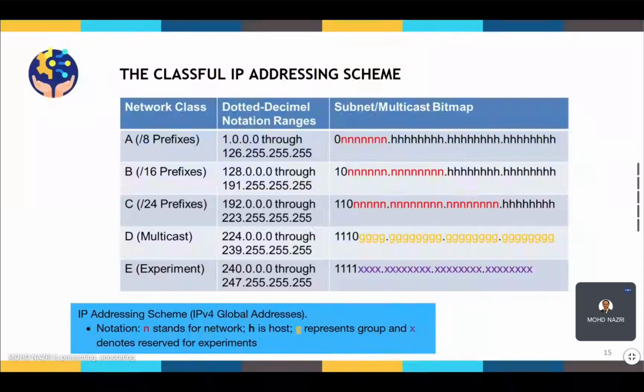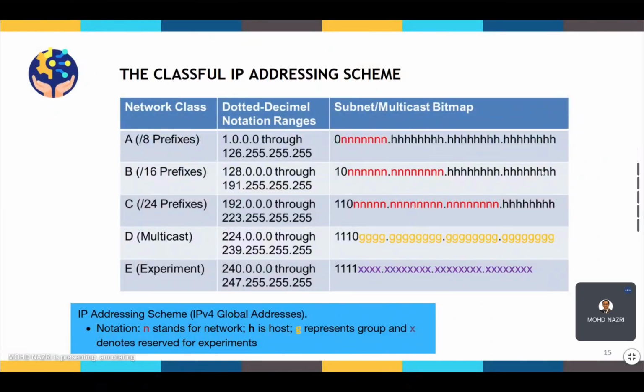Okay, for class C, sometimes we call it a /24 prefix. It starts from 192.0.0.0 through 223.255.255.255. So this is the decimal range. And for the binary number, it starts from 110 and so on. So what does the 24 prefix mean? 1 block, 2 blocks, 3 blocks. So 8 plus 8 plus 8, you get 24.